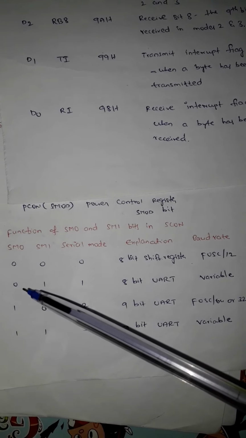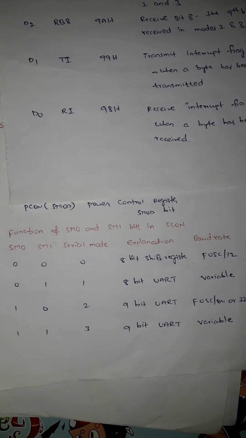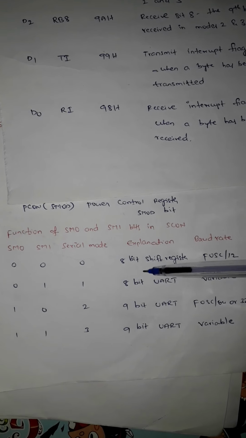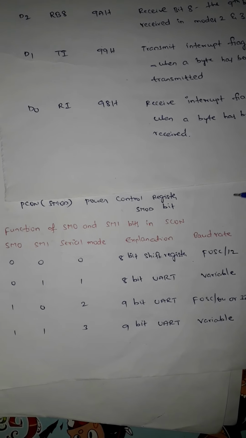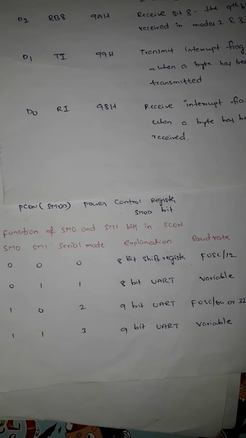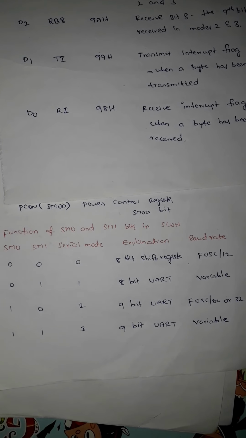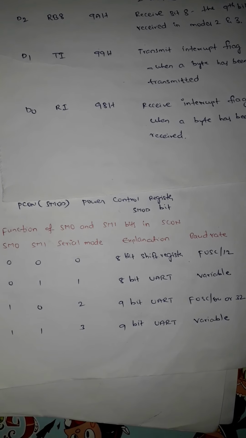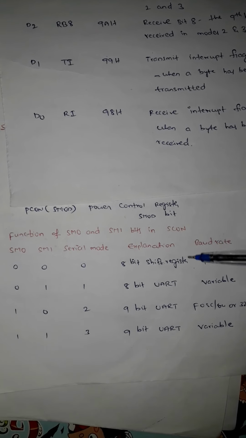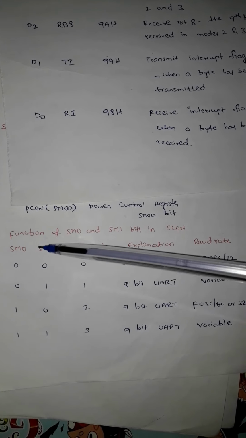And then if you have 0 1 bits in SM0 and SM1, then mode 1 is selected. Then the serial port acts as an 8-bit UART, and the baud rate is variable, so you can select different baud rates by writing the proper values to the TH1 register. You can select the different baud rates for the serial communication. So that is done by writing the values 0s and 1s to SM0 and SM1.